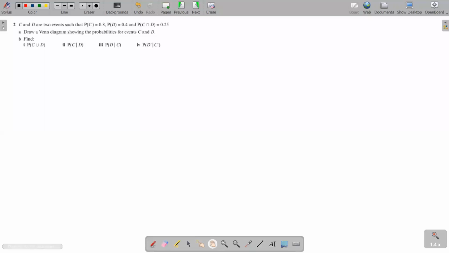All right, guys, we'll move on to question number 2. C and D are two events such that probability of C equals 0.8, probability of D equals 0.4, and probability of C intersection D is 0.25. Draw a Venn diagram showing the probabilities for events C and D. So let's draw the Venn diagram. Let's first draw the two circles. So you have the two events C and D.